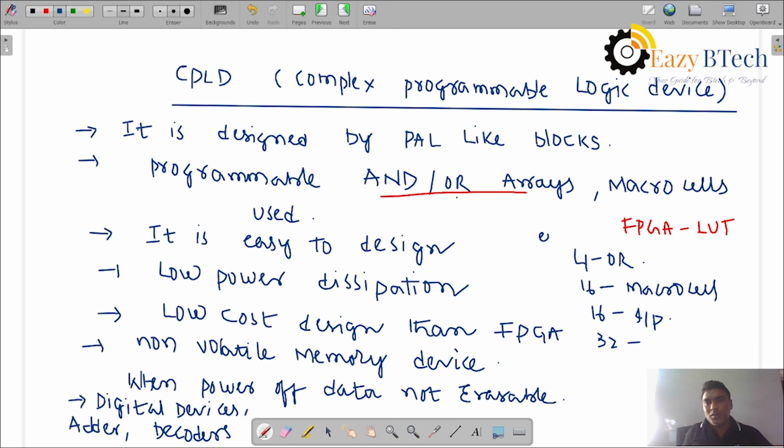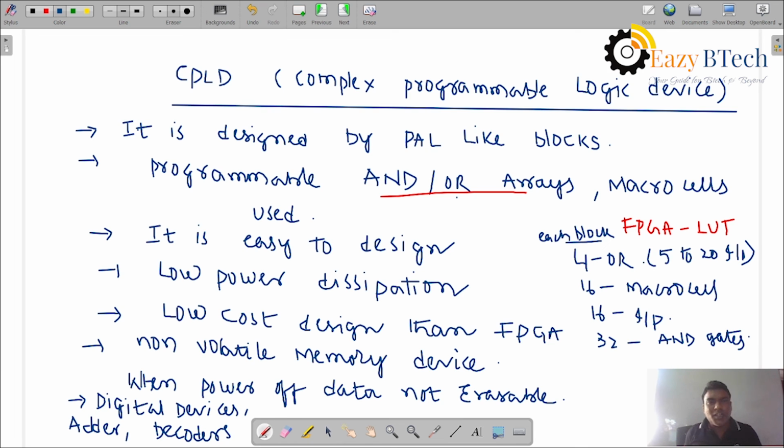In each block there are 4 OR gates. Each OR gate takes 5 to 20 inputs. There are 32 AND gates used. This is about the design of the CPLD.